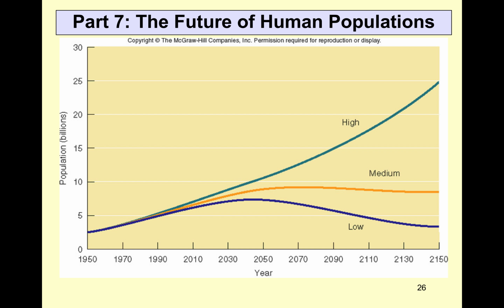Okay, and these are just three possibilities of what our population can do in the future. Realistically, the high one is unrealistic, that wouldn't happen. Probably we're going to level off a little bit more into the medium.